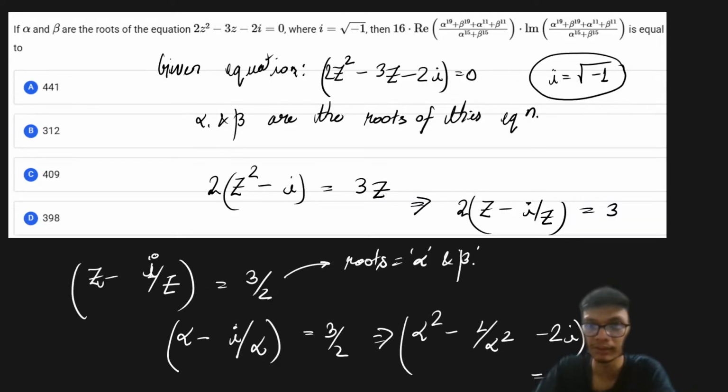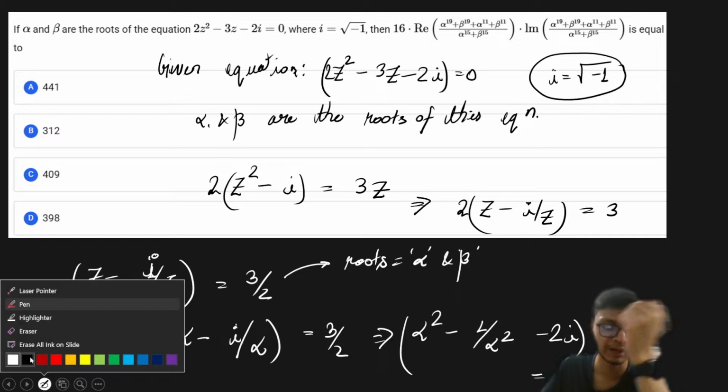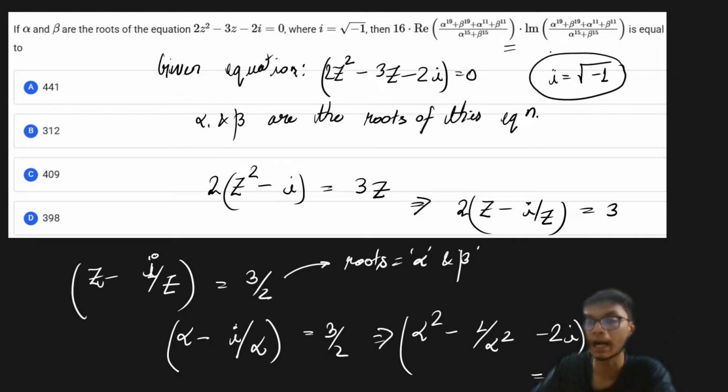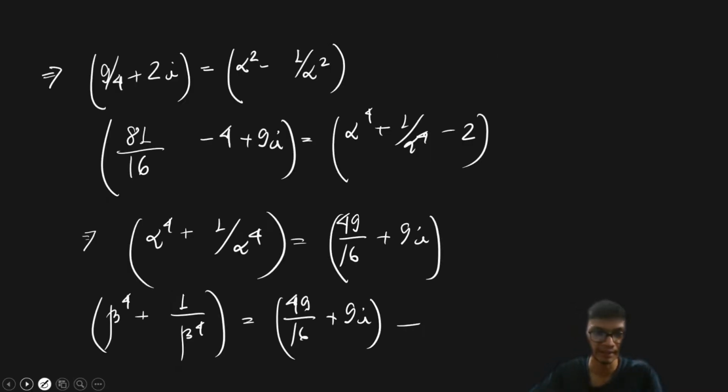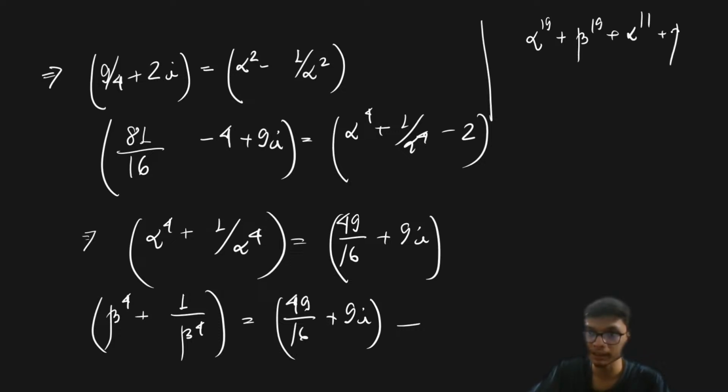Now, if you look at the expression that you have to find, I'm trying to simplify it in terms of known quantities like this. The expression is alpha to the power 19 plus beta to the power 19 plus alpha to the power 11 plus beta to the power 11, divided by alpha to the power 15 plus beta to the power 15.